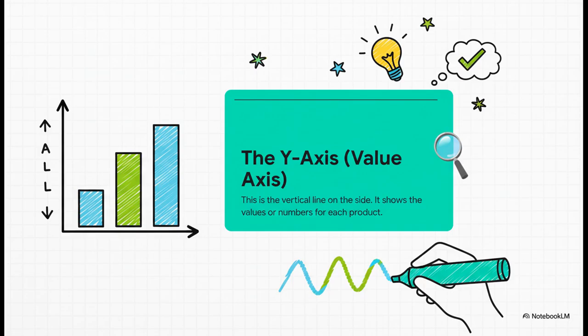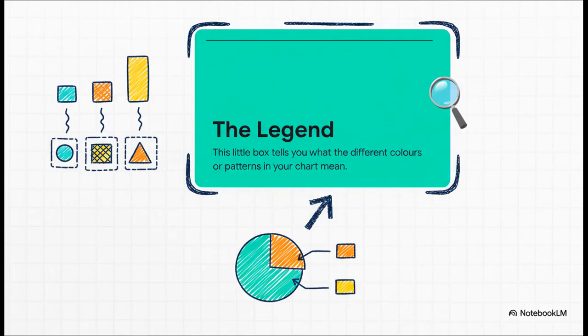And if you have an x-axis, you must have a y-axis. This is also called the value axis. This is the line that goes straight up, the vertical one, and it's all about the numbers, the values. It tells you how much. So for our chart, this shows the sales, the amount in rupees. And finally, there's this little box called the legend. This is so important. Think of it like a key for a map. Without the key, the map is just lines. The legend tells you what all the different colors or patterns in your chart actually mean. It's the decoder for your chart.